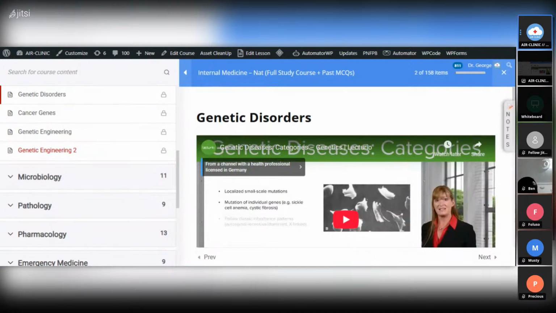But in autosomal dominant disease, it means just the presence of one copy is enough to express that gene, right? Something like neurofibromatosis. Once one partner has it, the other partner doesn't need to have it for that child to have it, right? So those are the basic understanding of your genetic disorders.